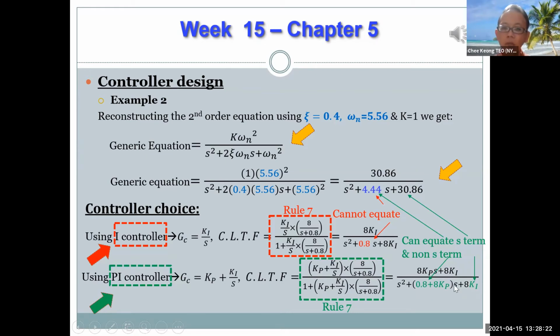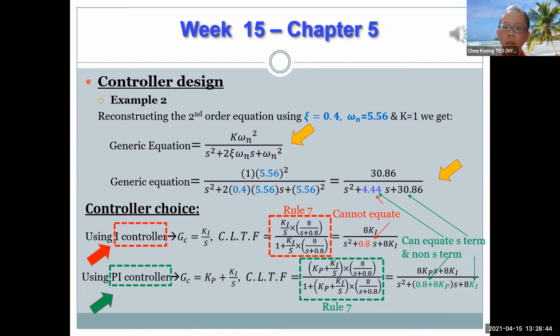Now again, we start to compare the denominator. S squared, no problem. The S term, can we equate? Yes, now you have a Kp term, so you can equate. And how about the non-S term? Okay, no problem, 8Ki. So for the PI controller, it gives a green light. Basically, you can compare, and of course, if you can compare, you can design.